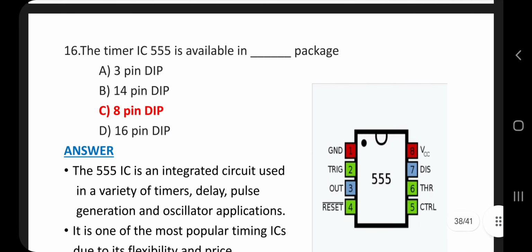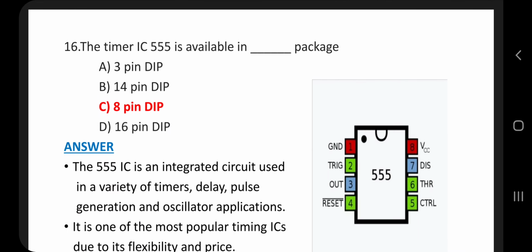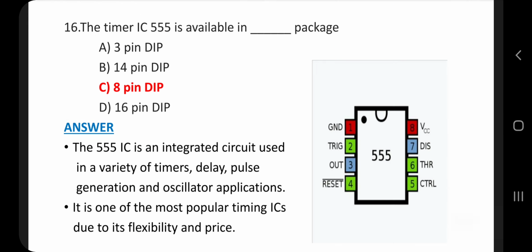The last question of this video, Part 1, is question number 16. The timer IC 555 is available in dash package. Answer is option C, 8-pin dual inline package. The 555 IC is an integrated circuit used in a variety of timer, delay, pulse generation and oscillator applications. It is one of the most popular timing ICs due to its flexibility and price.